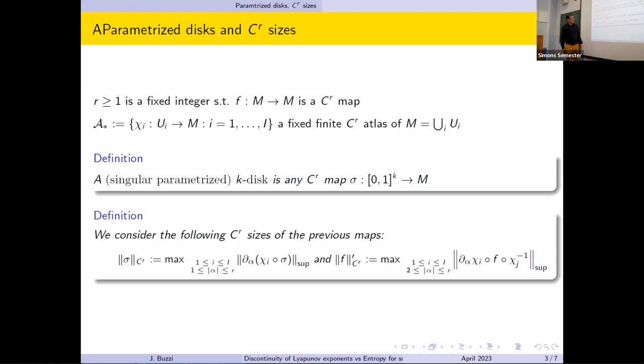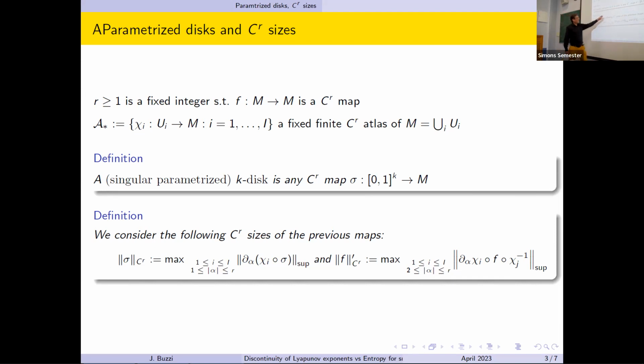Essentially, because in the application, all the higher order derivatives can be made small by choosing charts that zoom. Okay, but of course, this doesn't change the Lipschitz constant of your map. So the first order is naturally different from the higher order derivatives. Questions?